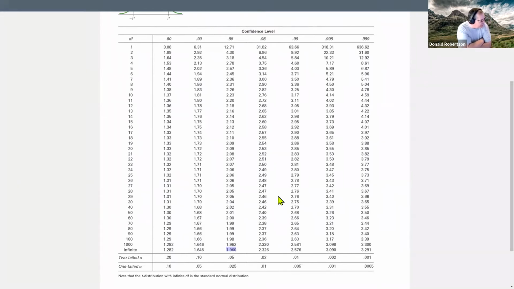Right, suppose I wanted a 90% confidence interval and my sample size was 20. What would the number be? 1.73. Okay, let's say 90%, and it would be, you nailed it, 1.73.